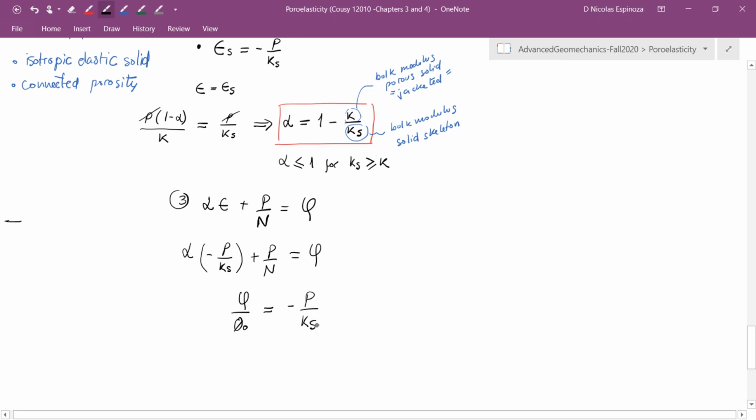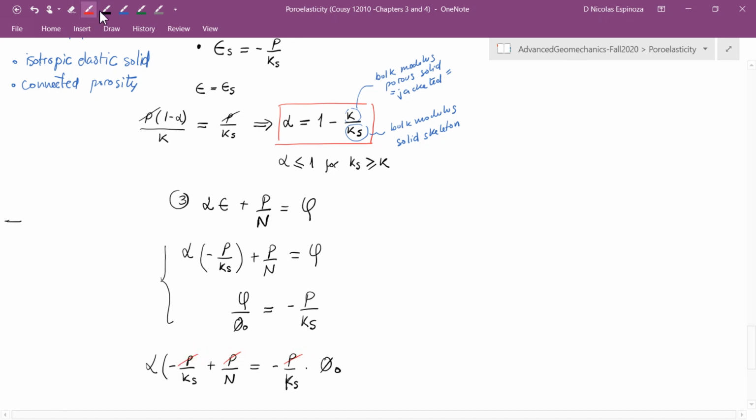So I can combine now these two equations, and I can write the following. So the first equation is just a repetition of what I have above, plus P divided by N. And now I have here the change of porosity, and the change of porosity is going to be, according to this equation, the pressure divided by Ks times -1 times the initial porosity. And notice that the pressure is going to cancel out from all the terms.